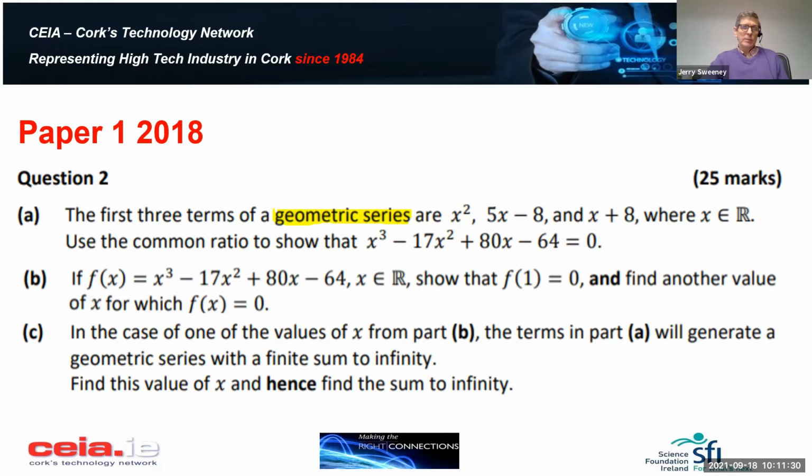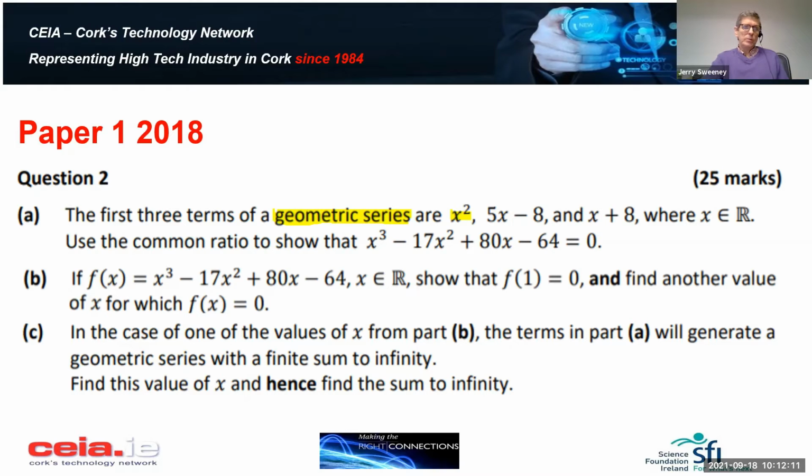So we need to be clear that the ratio between any 2 elements in a geometric series, any 2 adjacent elements, is constant. So the ratio between the second and third is the same as the ratio between the 6th and 7th. And it describes the first 3 terms in a geometric series belong to x squared, 5x minus 8, and x plus 8, where x is a member of the rational numbers.